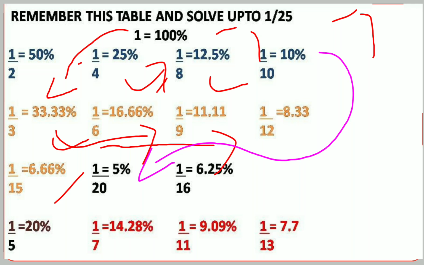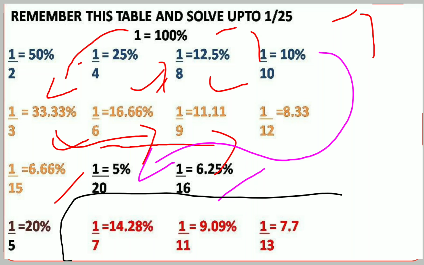Okay, so next thing is 1 by 16. So how will we find 1 by 16? See, to find 1 by 16, what you can do is divide 1 by 4 again, or any other multiple, or 1 by 8 by 2. You will get 1 by 16 as 6.25%, and 1 by 5 is equal to 20%. Guys, you have to remember these quantities.